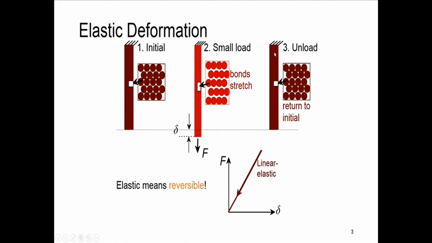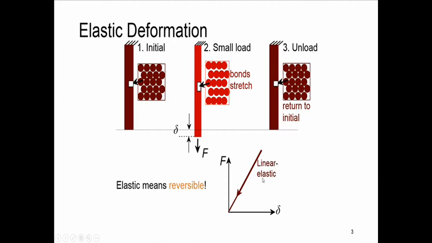And if we remove the load, you will see that the bar returns to its original or initial state, and this is because atoms return to their initial position. This kind of deformation is called elastic deformation, and it means reversible. So by increasing the load we have increasing displacement, and when the load is decreased, then we have a decrease in the displacement along the same line until we reach zero.